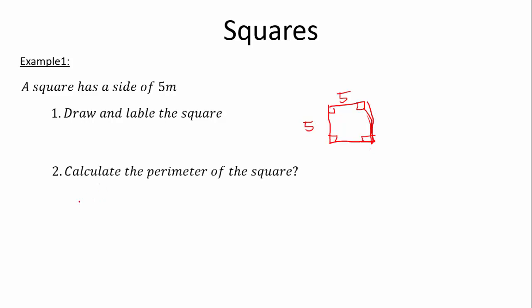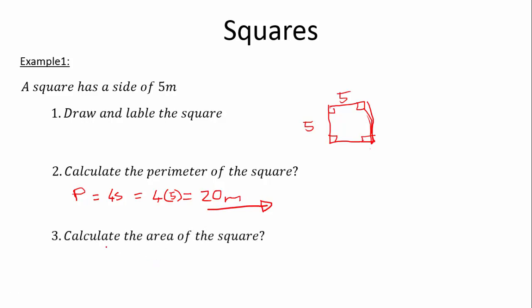Calculate the perimeter. The perimeter P of a square is equal to 4S. So that is equal to 4 multiplied by 5. And that is equal to 20. And what do we say? 20 meters. You've got to write your units. 20 meters.